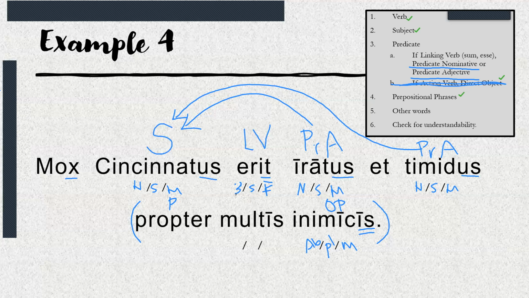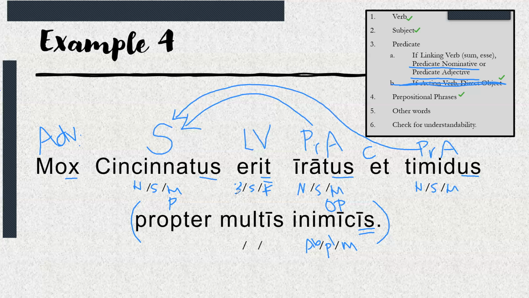Now let's look for some other words. There are lots that there could be. Here's the first one, mox. Mox is an adverb. It doesn't have any endings to it. It means soon. So soon, Cincinnatus will be iratus, angry, timidus, scared. And here's an et right here. Et means and. It's a conjunction, so we're going to label it with a C. There's no way to parse it. There's no way to parse mox. So we say soon, Cincinnatus will be angry and afraid.